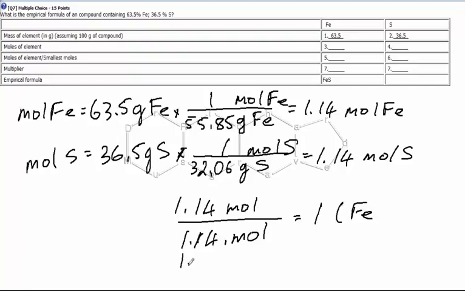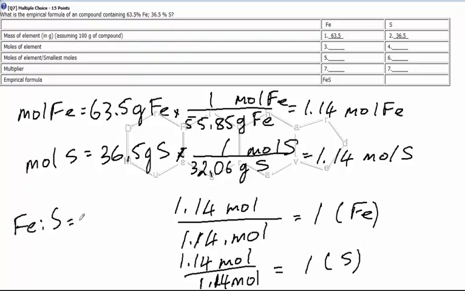And we do the same thing to the sulfur, 1.14 moles divided by 1.14 moles. And we're going to get 1 for the sulfur as well. So the ratio is clearly going to be iron to sulfur is going to be 1:1, and the formula ends up being FeS.